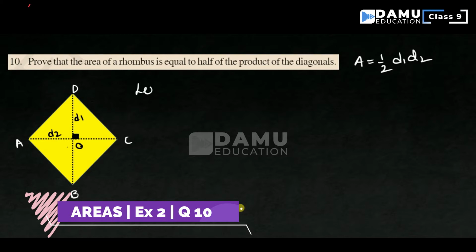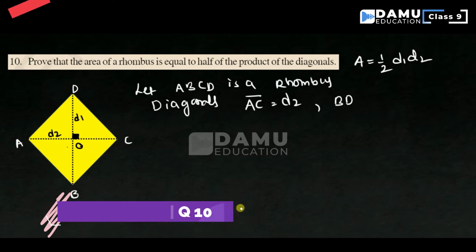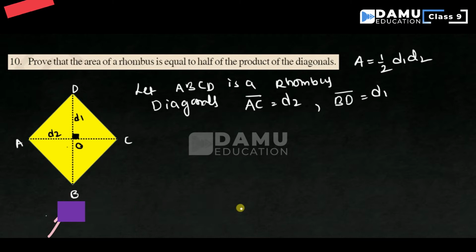Let's consider ABCD is a rhombus. Then what we have to take here is the diagonals. Diagonals means the lines joining opposite vertices. Here, AC will be equal to D2 and BD will be equal to D1. Then they are intersecting at the point O.